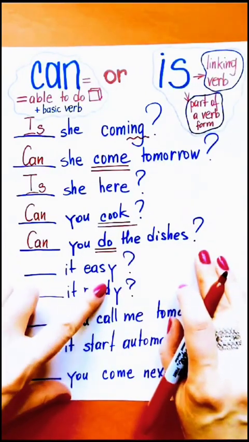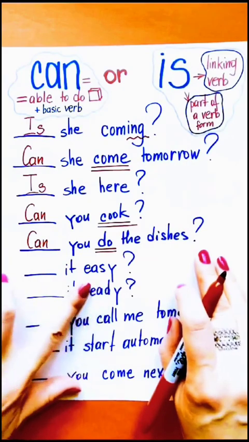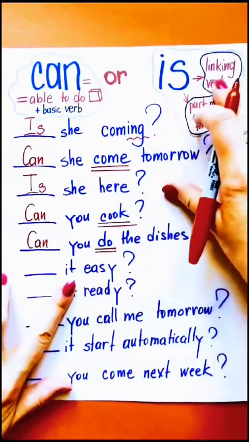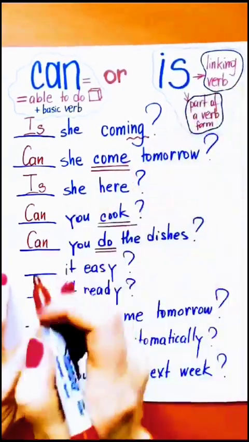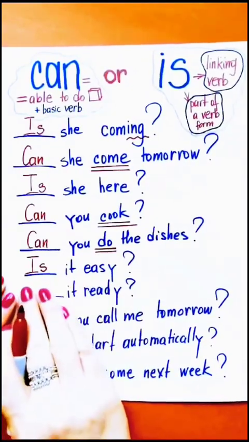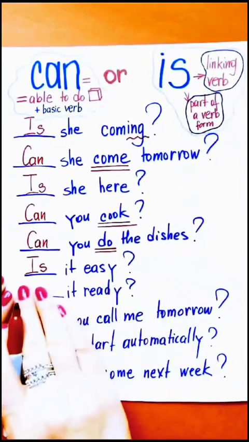It easy. There is no verb right here. Use is as a linking verb. Is it easy?